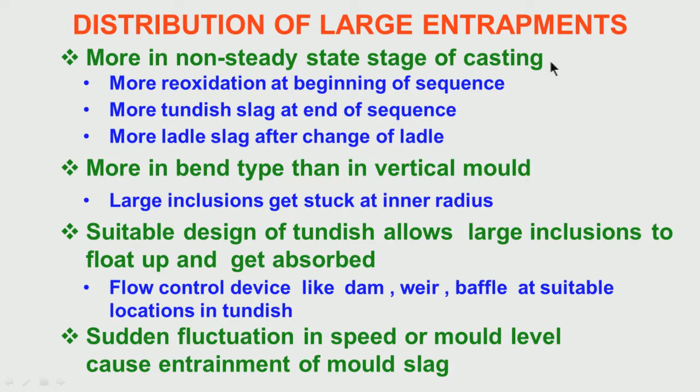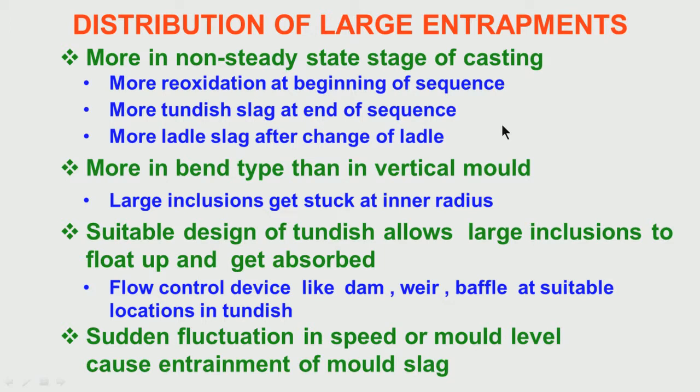I have mentioned this earlier, but again I am harping on it because this is very important: in the non-steady stage of casting normally you find these entrapments. What is the non-steady state? That means at the beginning of a sequence, when you are just beginning a sequence, there is a possibility of reoxidation, because the shrouding is not yet complete. So, some amount of exposure to air will be there in the liquid steel at the beginning of the casting. So, more reoxidation at that stage, and at that particular stage we will have more large entrapments due to reoxidation.